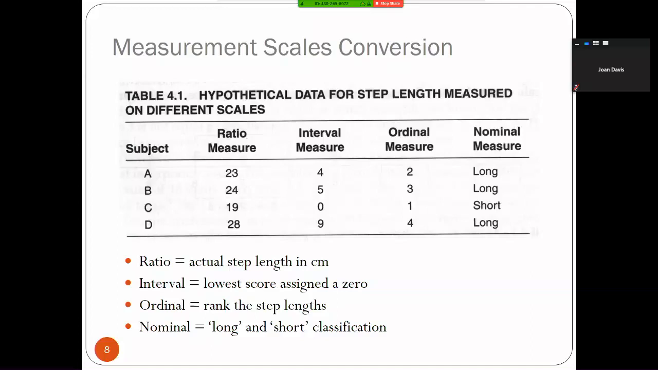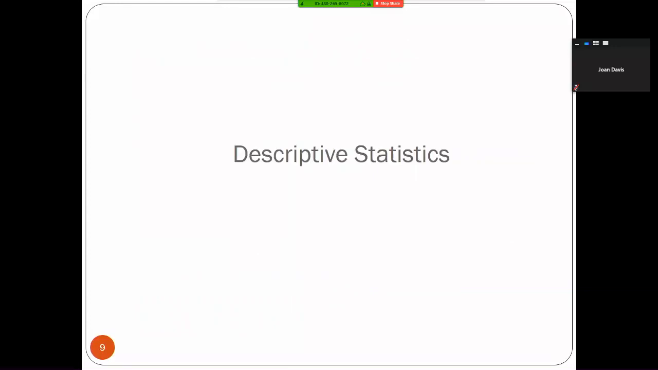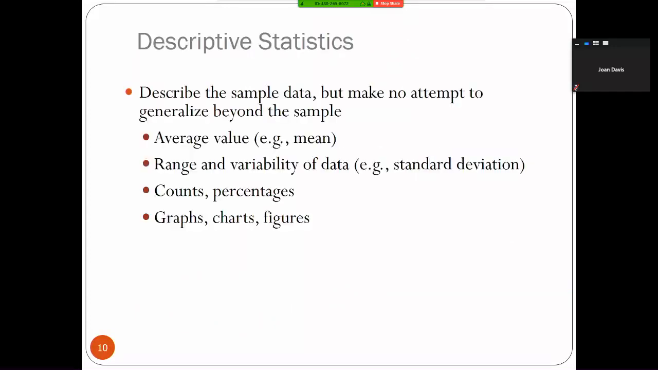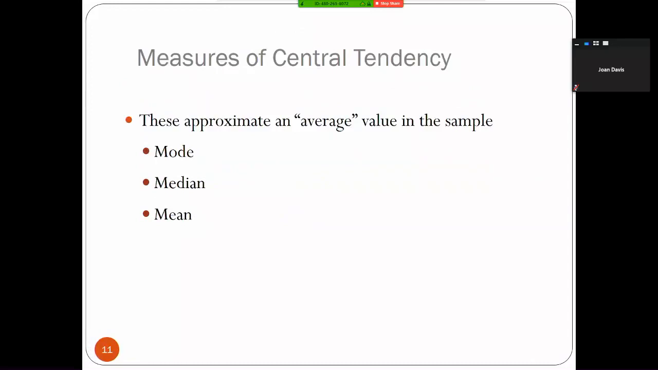So the statistics are conventionally divided into descriptive and inferential statistics. Descriptive statistics, I'm sure you're all familiar with. Rather than publish the data set with a manuscript, which might have thousands of people in it, we try to summarize characteristics of the data by using an index of average value or central tendency, range and variability, counts, percentages, and we use these to construct graphs and charts and figures to visually present the data. So I want to go through each one of these quickly.